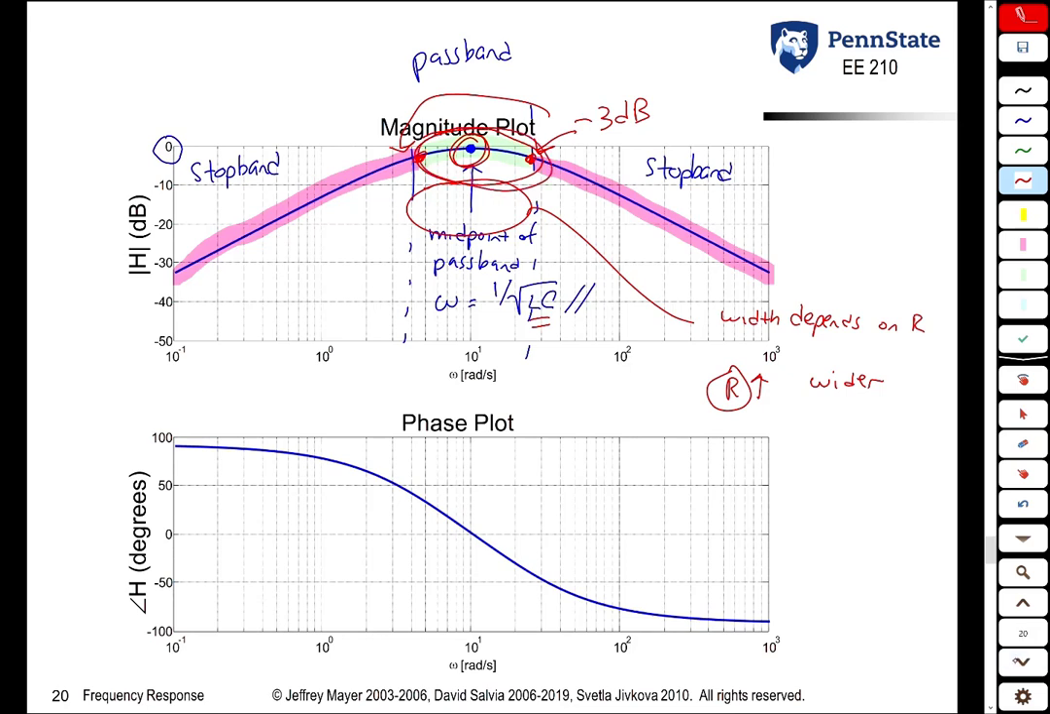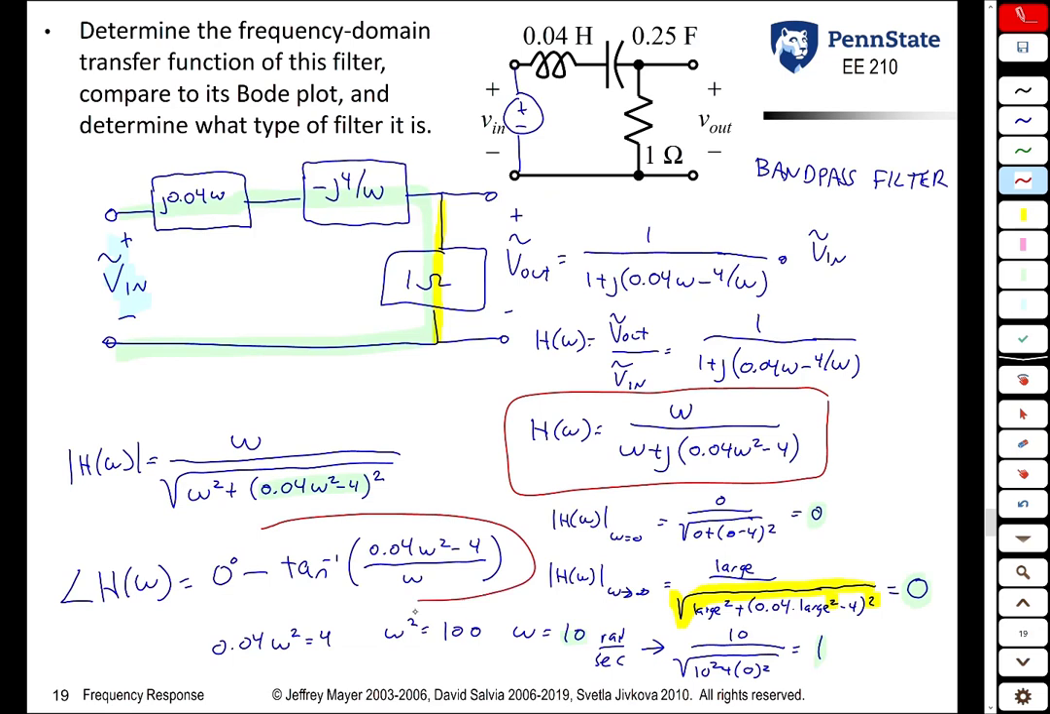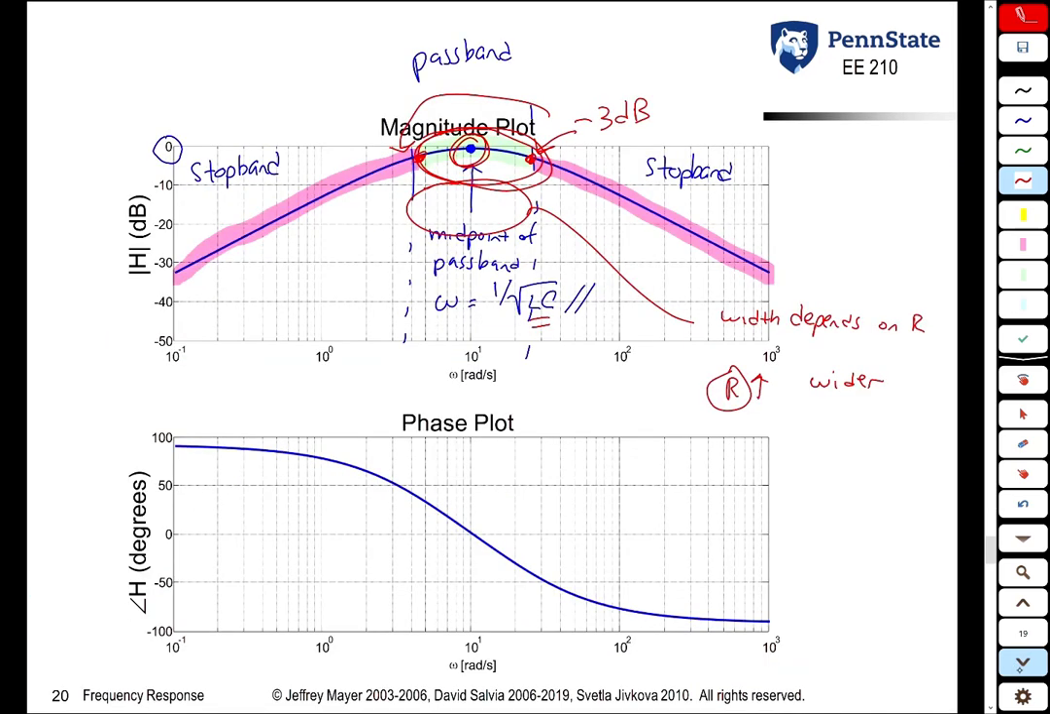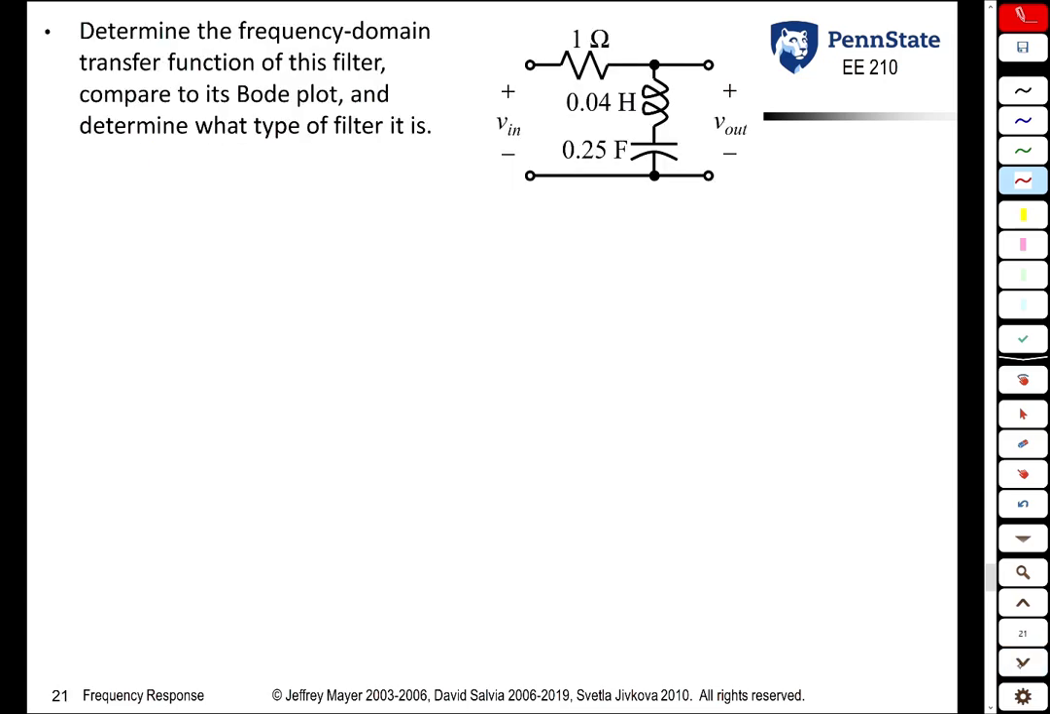In this class, we're not going to worry too much about the phase plot for a bandpass filter. But if you were to take this function here and plot it as a function of omega, you would see that it looks something like this plot here. So let's do one last example. Let's look at a situation where we have an RLC circuit, but now the capacitor and inductor are in the rightmost branch and the resistor is in the top branch.